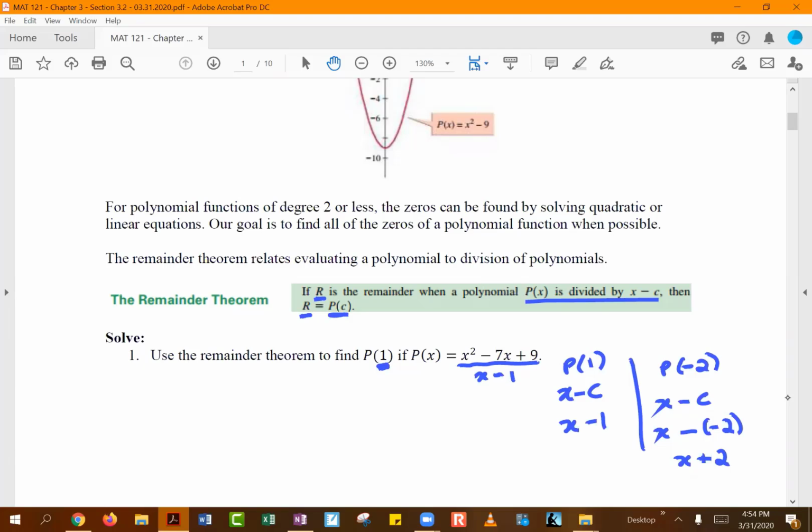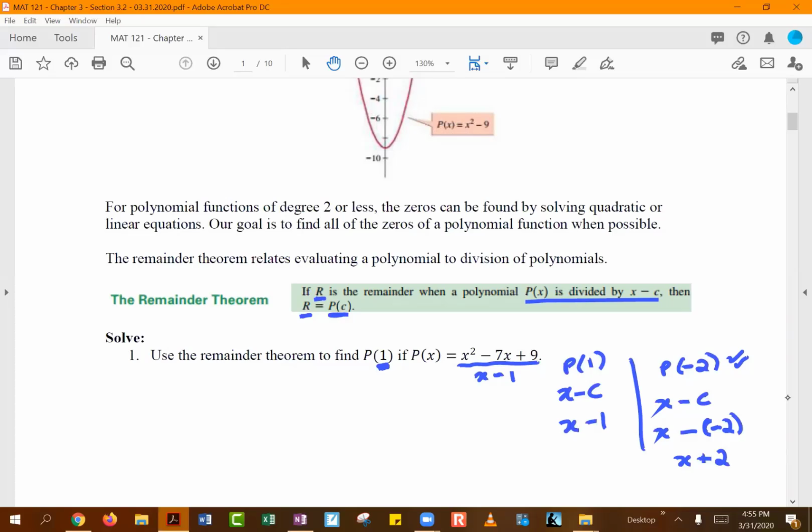This worked out pretty well because your number 1 was a positive number, so it stays as x minus 1. But what if they had asked you to find something like p of negative 2? If you are given a number which is negative, then when you put it in this x minus c format, the negative sign from the x minus c and the negative number, the two negatives end up becoming positive, and you end up getting x minus negative 2, which will become x plus 2.